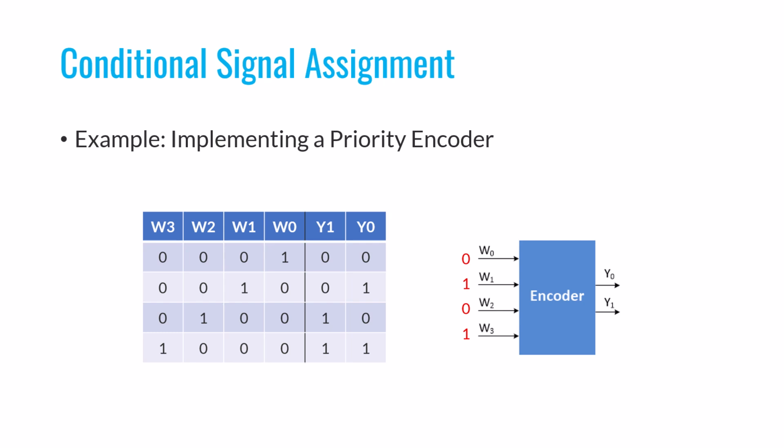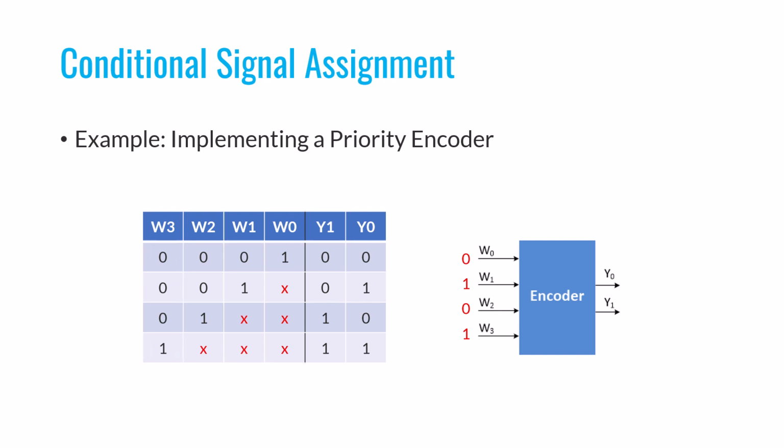To resolve this issue, the concept of a priority encoder is introduced. A priority encoder assigns priority to one side of the inputs, either the most significant bit, or MSB, or the least significant bit, or LSB. For example, let's say we want a priority encoder where W3 has the highest priority.